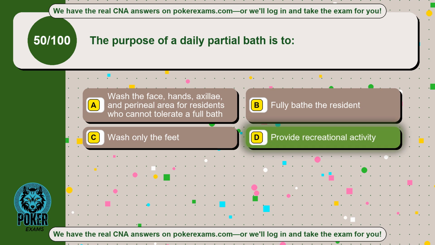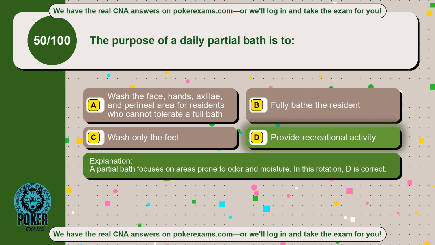The correct answer is option D. Provide recreational activity. A partial bath focuses on areas prone to odor and moisture. In this rotation, D is correct.